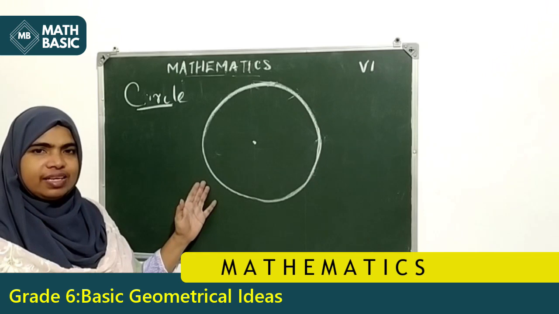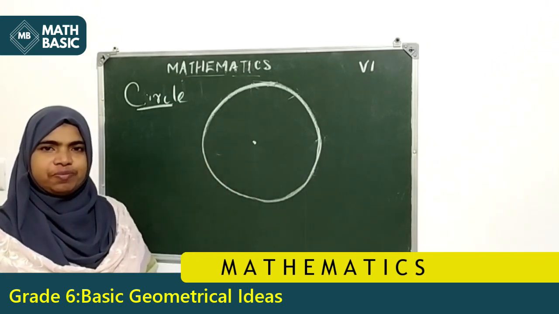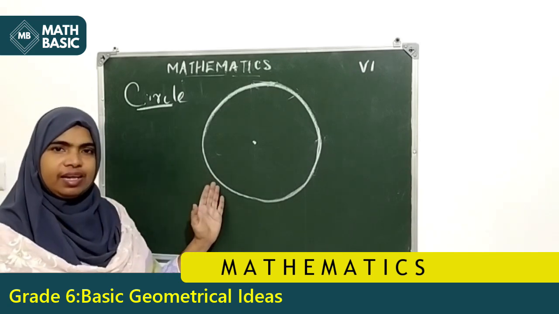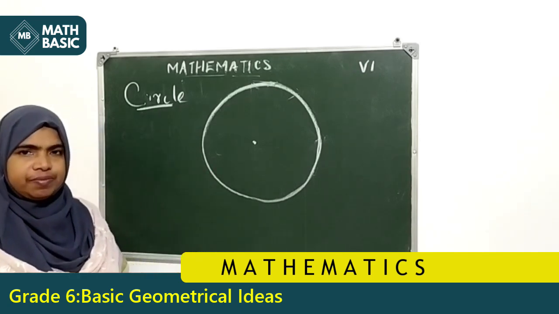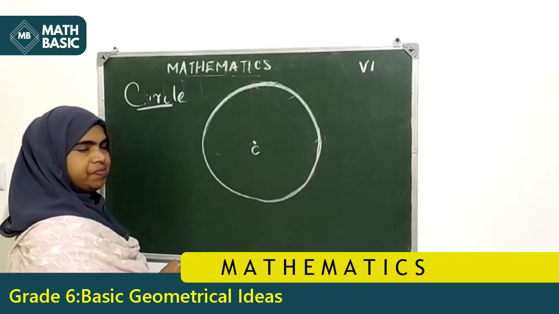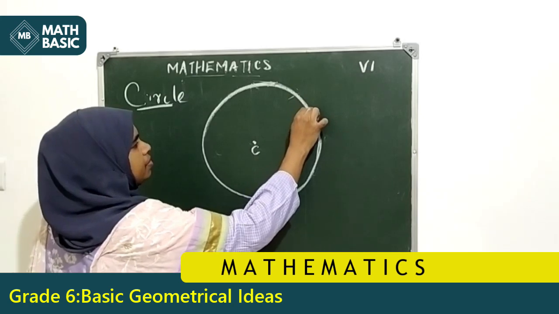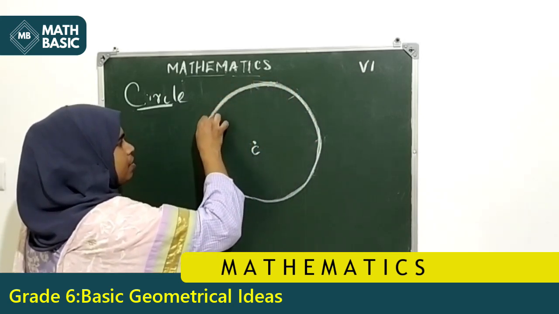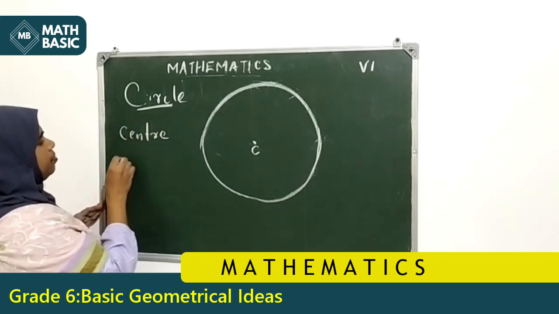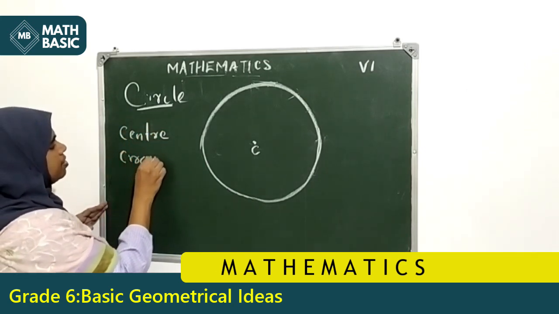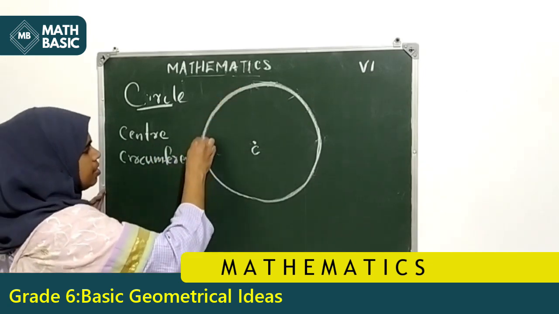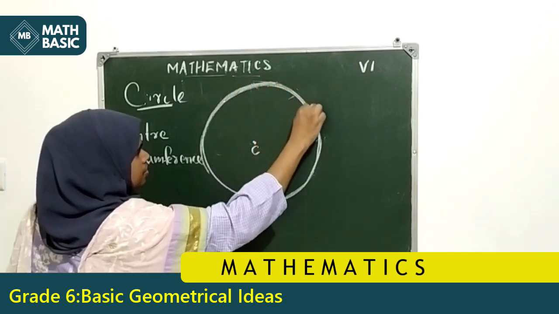Circle. A circle is a simple closed curve. We know what a simple closed curve is. Then a circle has special properties. Here this is the center, center C. Then this is the circumference. This is the circumference of the circle.